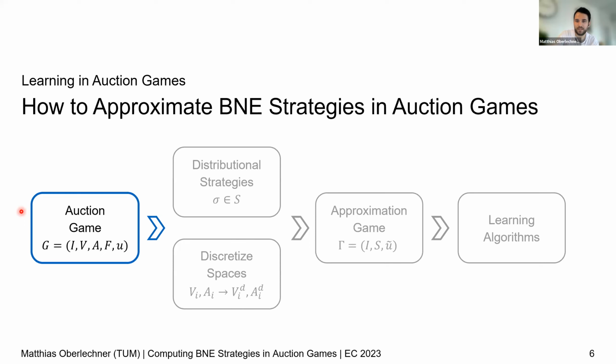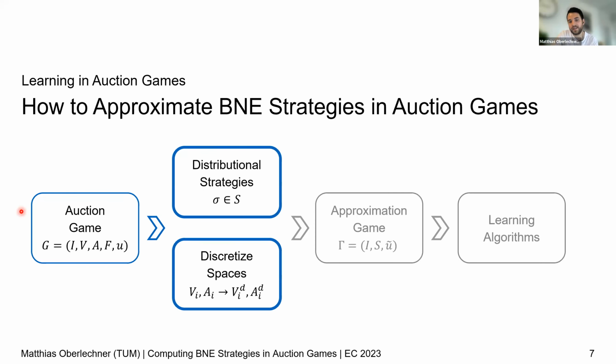So first we start with the original auction game, modeled as an incomplete information game as introduced before. And then we use distributional strategies and the discretization of the spaces to end up in some approximation game where we then can apply these standard learning techniques to compute equilibria.